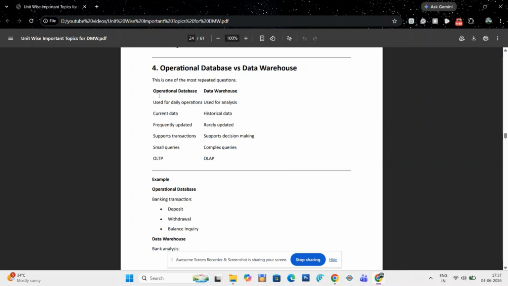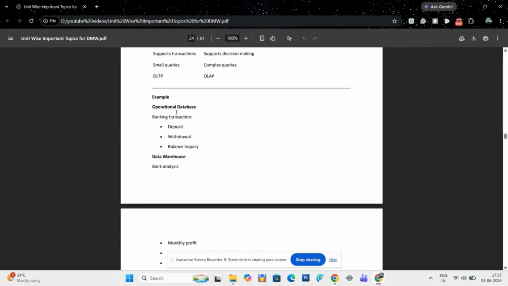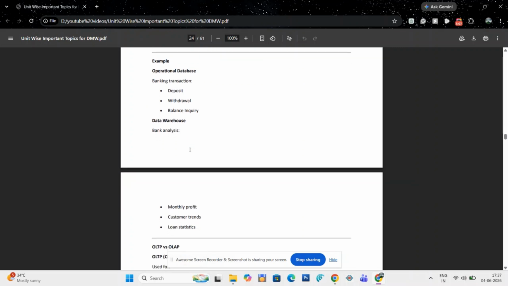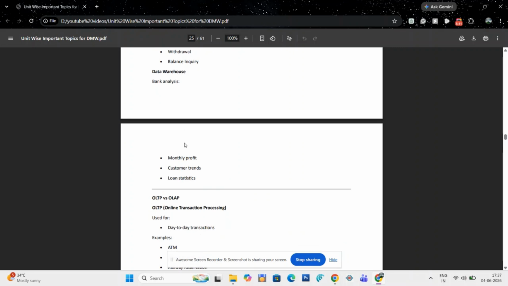Operational databases consist of OLTP, online transaction processing, and data warehouses consist of online analytical processing. An example of an operational database is banking transactions, such as deposits, withdrawals, and balance updates. And the data warehouse example is bank analysis, such as monthly profit, customer trends, and loan statistics.